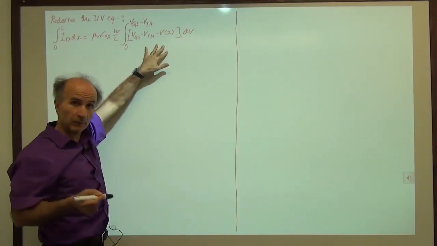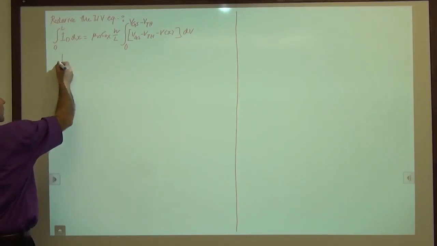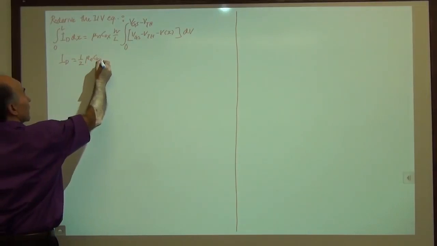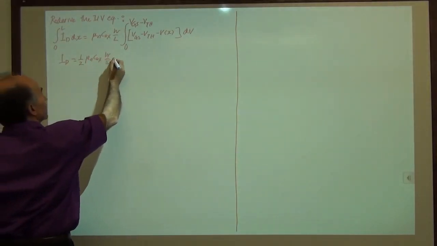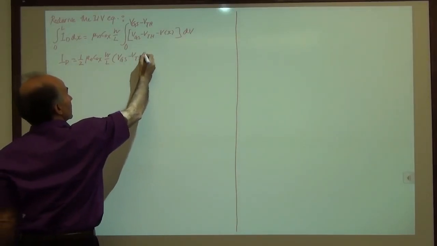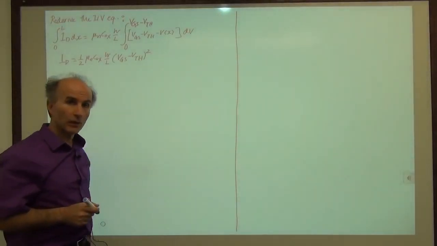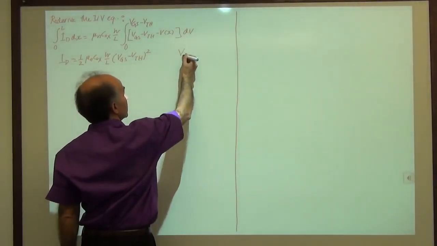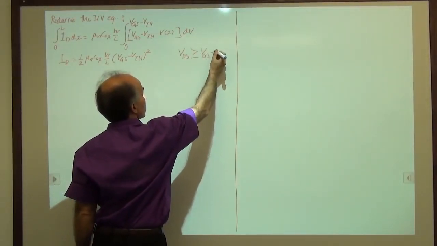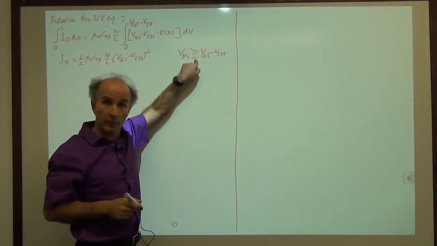We just integrate as we did before. We place these limits of integral in the equations, and this is what we get. We have ID equal to 1/2 of mu n C ox W over L times (VGS minus VTH) squared. So this is for the case of VDS greater than or equal to VGS minus VTH, because this is where pinch-off begins, right?